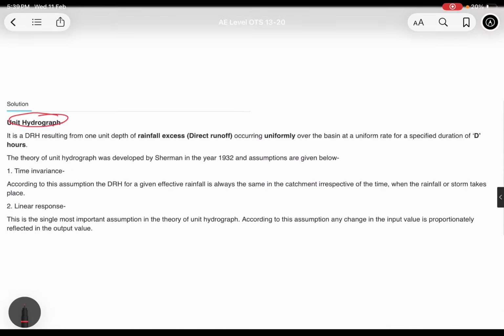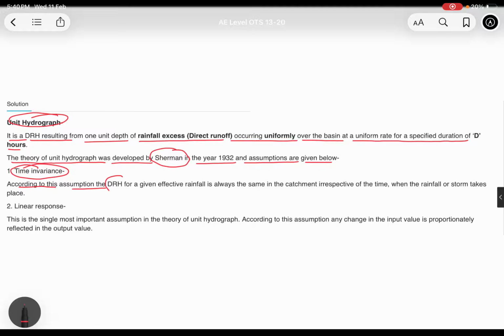Let's talk about the unit hydrograph. It is the direct runoff hydrograph resulting from one unit depth of rainfall excess occurring uniformly over the basin at a uniform rate for a specified duration of t hours. The theory of unit hydrograph was developed by Sherman in 1932, and the assumptions are given below. Time invariance: according to this assumption, the DRH for a given effective rainfall is always the same in the catchment irrespective of the time when the rainfall or storm takes place.